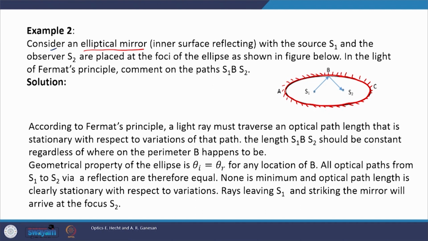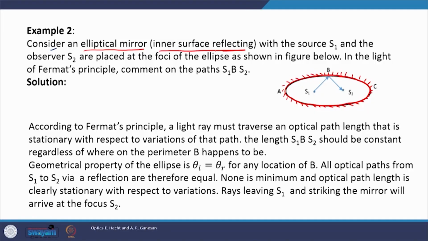Therefore, any source which is inside this elliptical mirror, if a ray starts from this source, the light will reflect from this internal mirror, and it would be confined within the boundaries of the mirror, it will not go out. The point to be noted is that the inner surface is reflecting.